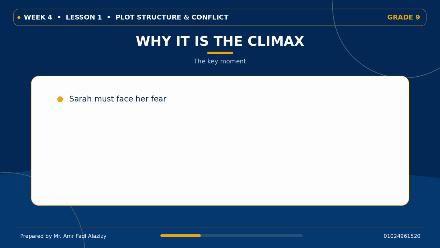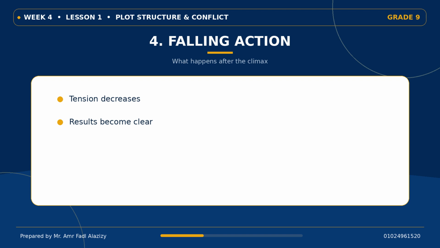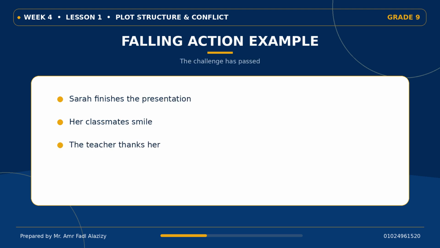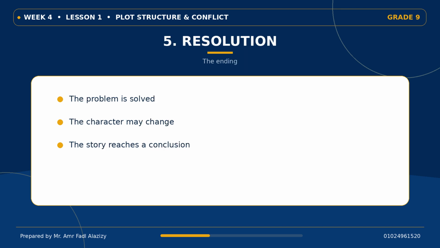The fourth part is falling action. The falling action shows what happens after the climax. The tension begins to decrease. The results of the character's decision become clear. For example, Sarah finishes her presentation. Her classmates smile, and the teacher thanks her for speaking clearly. The main challenge has passed.